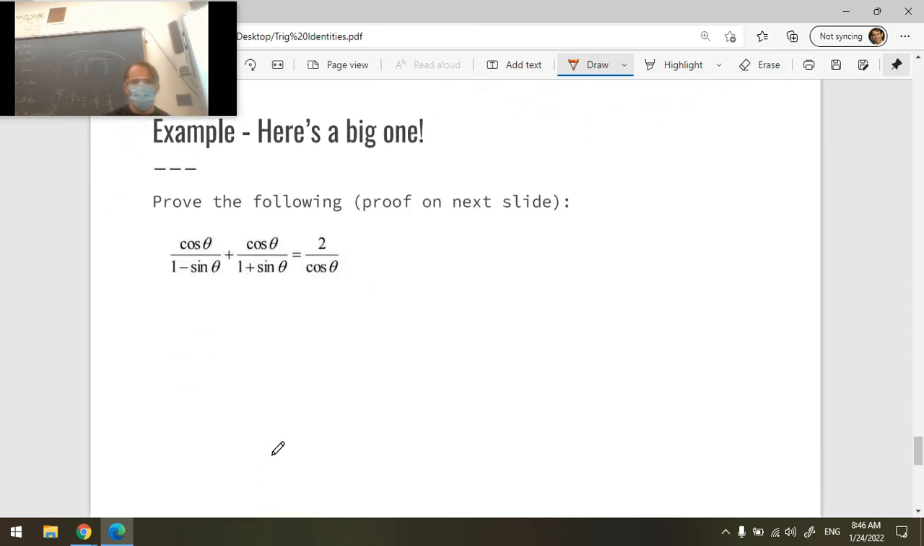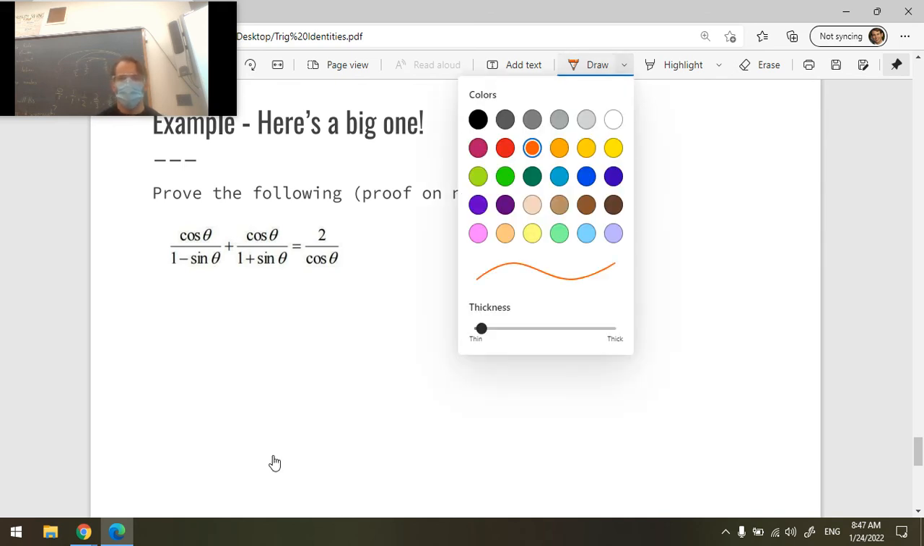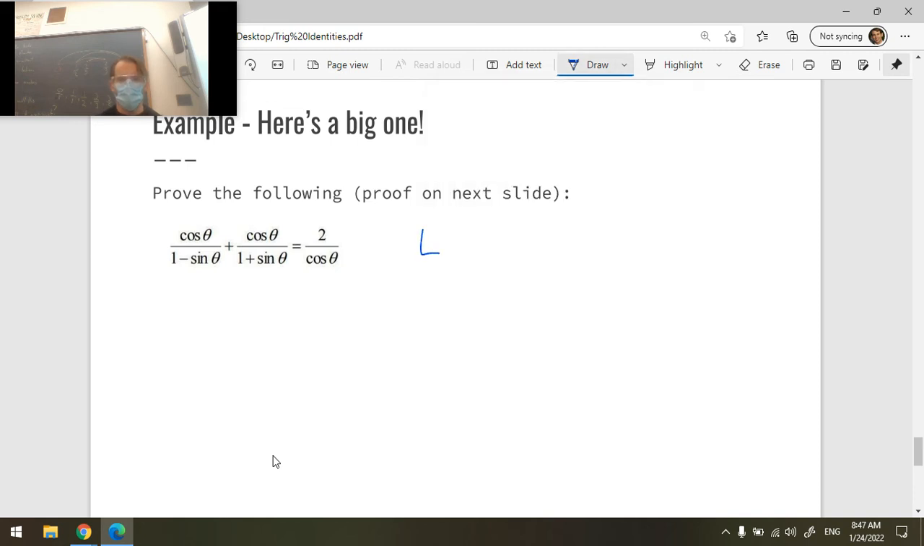So here's a bigger one. Let's take a look at this one here. We have cosine theta over 1 minus sine theta plus cosine theta over 1 plus sine theta, and that's equal to 2 over cosine of theta. Okay? There's no way to make the right side simpler that I can see by looking at that. Maybe I could say that this is 2 secant theta, because then that would just put this on top, but that's really not any simpler. So let's express this side in terms of sines and cosines. We're actually going to do this addition over here. So I'm going to start by working on the left side.